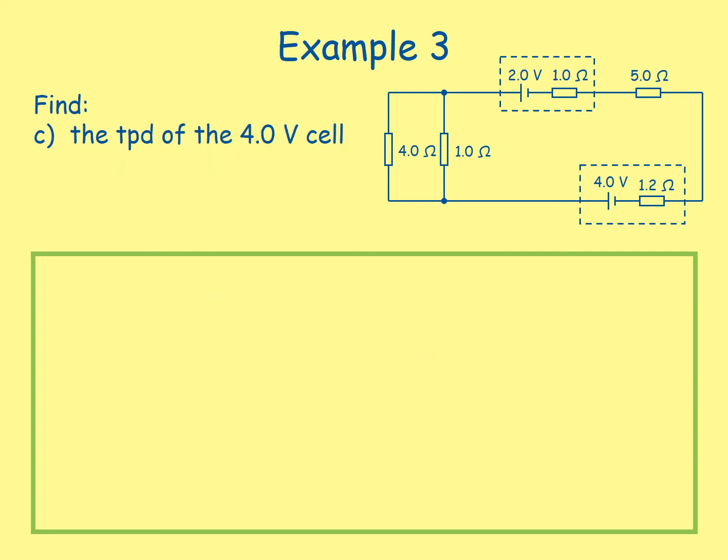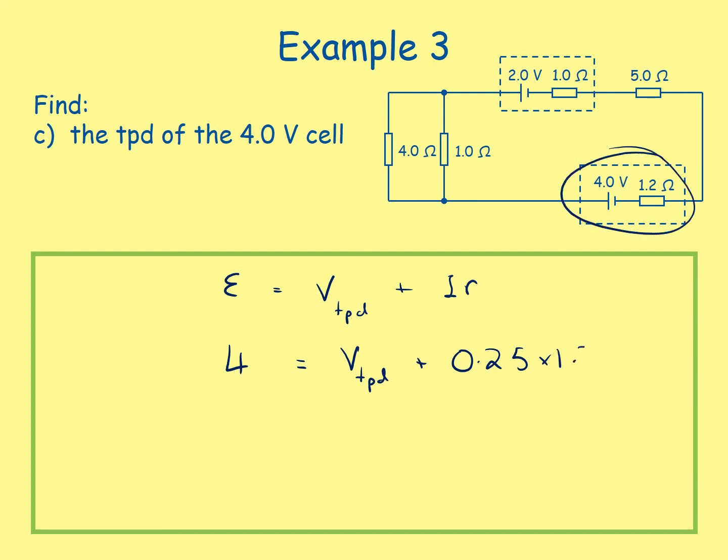Part C, we're finding the terminal potential difference of the 4-volt cell. So looking at our equation, EMF equals our terminal potential difference plus current times our internal resistance. We can start substituting our numbers in. So it's the 4-volt cell we're looking at. So 4 equals our terminal potential difference plus our current, which was 0.25, multiplied by the internal resistance. So it's still this we're looking at, so that's 1.2. Rearranging this, we get our terminal potential difference equals 4 take away 0.25 times 1.2, which gives us a final answer of 3.7 volts.